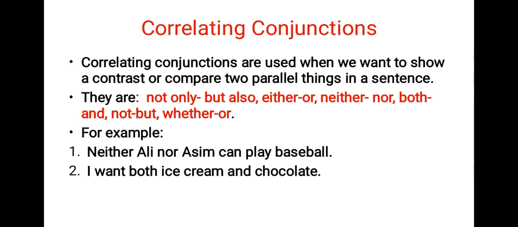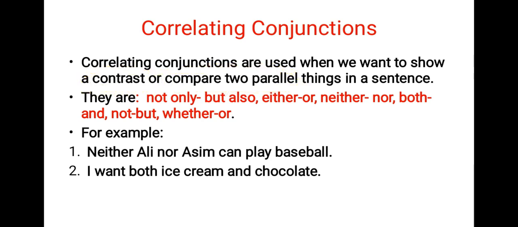Correlating conjunction. Correlating conjunctions are used when we want to show a contrast or compare two parallel things in a sentence. They are not only, but also, either or, neither nor, both and, not, but, whether or. The correlating conjunction shows the relationship, whether it is a contrast or a comparison of the two parallel things.